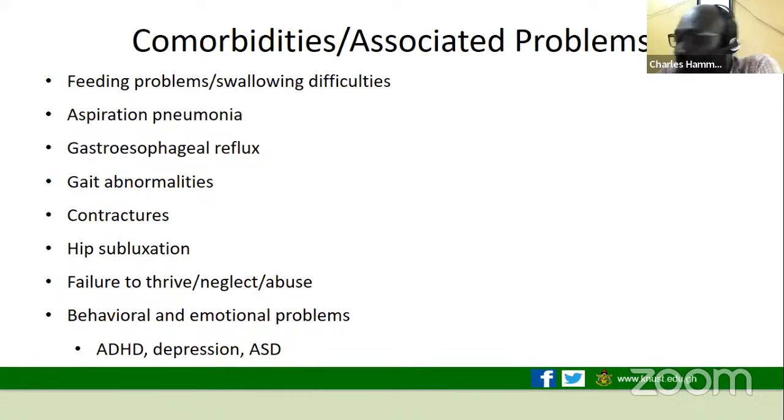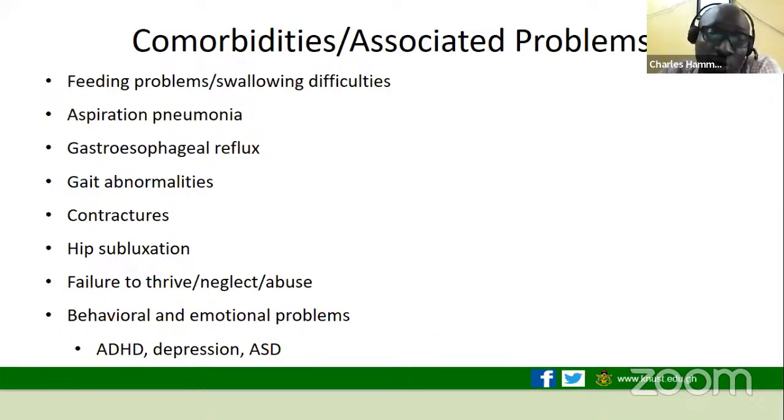For us pediatricians, feeding problems or swallowing difficulties is a very big comorbidity for us. We often want to make sure our patients are well nourished, but if they have challenges with swallowing, then they tend to have feeding problems. And for that same reason, they also tend to have recurrent aspirations. So they often come on admission with pneumonias because they aspirate their secretions or sometimes even the food that is offered them. Then they may have gastroesophageal reflux.